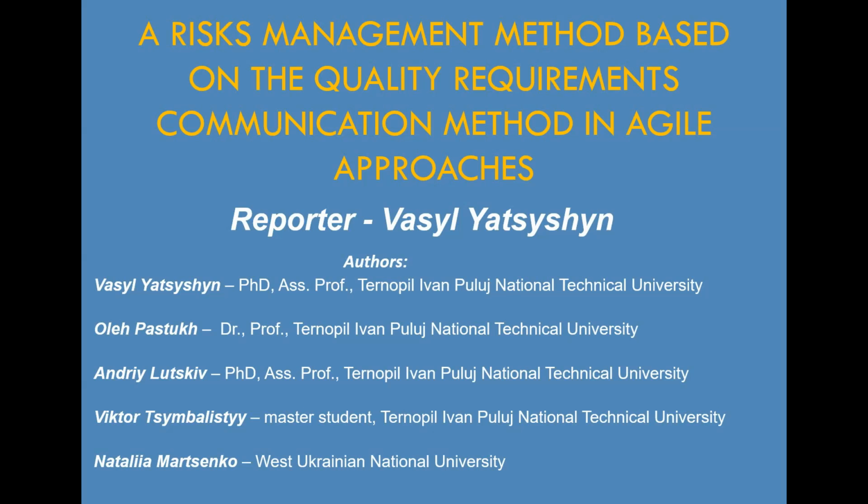This presentation shows main ideas and results which were received in the paper Risk Management Method based on the Quality Requirements Communication Method in Agile Approaches. The main value of the proposed method is to increase completeness and traceability of risks during Agile software development. This has been achieved by risk identification and its integration to the quality requirements models.